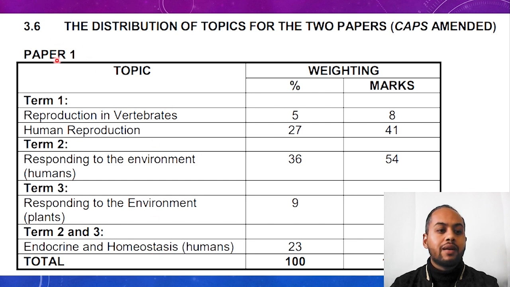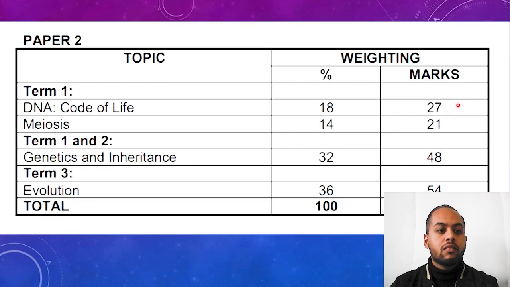Those are the topics which will be covered in paper 1. Then the topics that will be covered for paper 2 are, firstly, you're going to have DNA, the code of life. That comes to roughly 27 marks. Secondly, meiosis comes to roughly 21 marks. Genetics and inheritance comes to about 48 marks. And then lastly, evolution comes to about 54 marks. If you add all of this together, it should give you a grand total out of 150. So those are 4 topics that's going to be tested in paper 2. DNA, the code of life, meiosis, genetics and inheritance, as well as evolution.